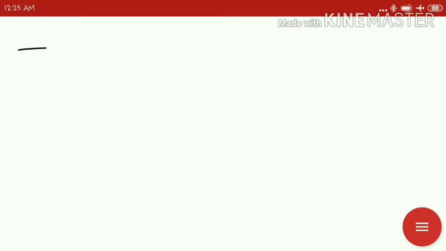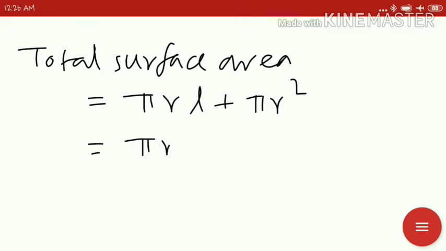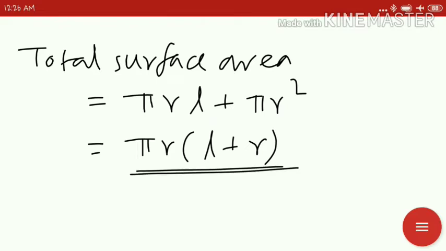The total surface area formula will be, if we add them, pi r L plus pi r square. Now you can take pi r as common, so it will be pi r into L plus r. That is the total surface area of any right circular cone.